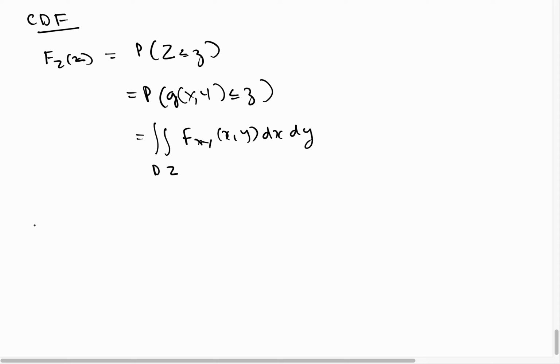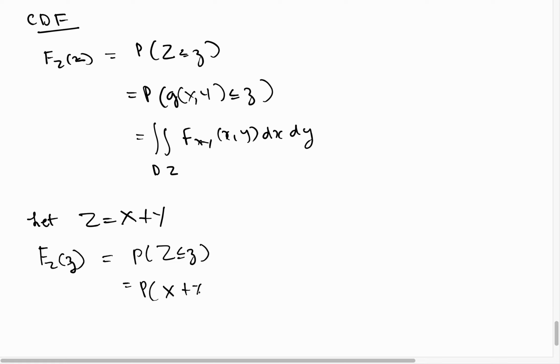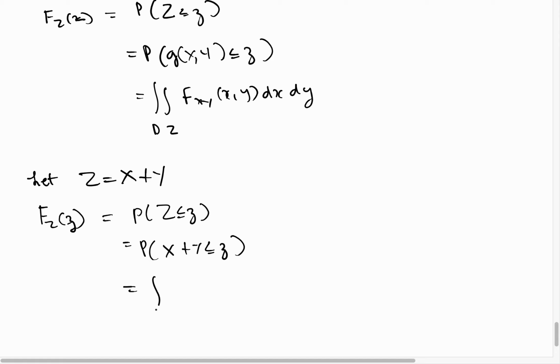So let us now take our example, that is let Z equal to X plus Y be our example, and I'm going to replace this term here. F_Z(z) is equal to the probability of Z less than or equal to z, which is equal to the probability of X plus Y less than or equal to z, which is again the same thing, the integration over the region D_z of f_XY(x, y) dx dy.